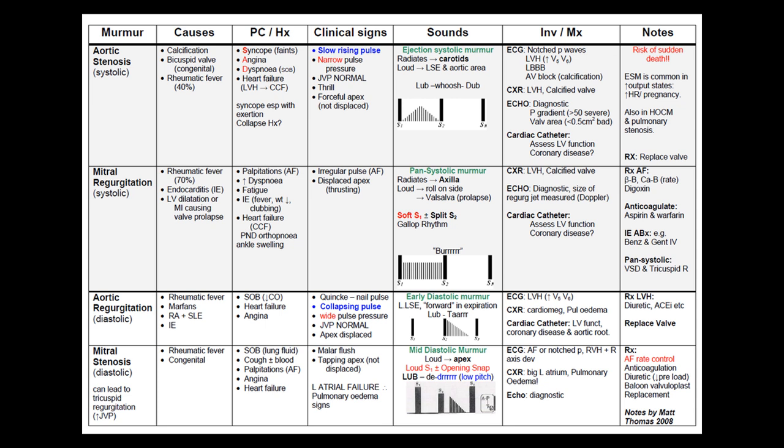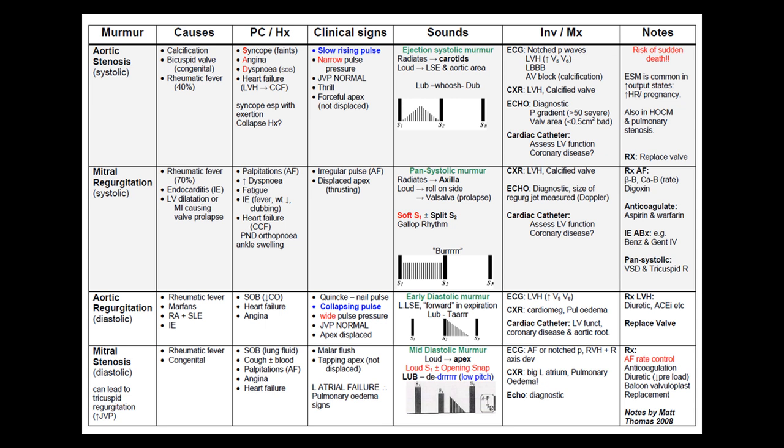An echo, as I said, is diagnostic for aortic stenosis. Just for a bit of extra credit, a pressure gradient of greater than 50 would mean that the gradient across the valve is severe, and a valvular area of less than half a centimetre squared, which is 0.5 centimetre squared, is bad. If you were to do a cardiac catheter, you would look at LV function and you would look at coronary disease as well. There is a risk of sudden death with aortic stenosis.